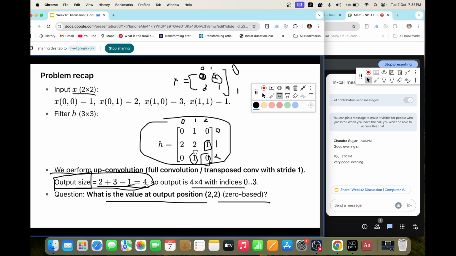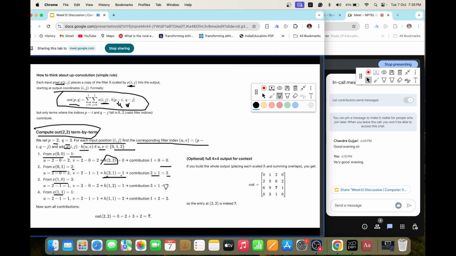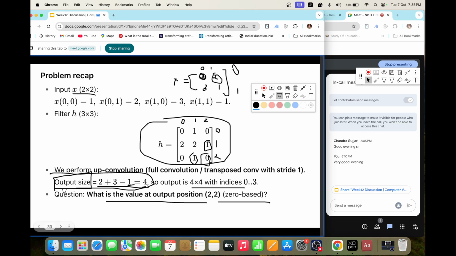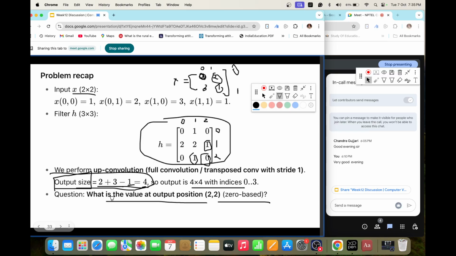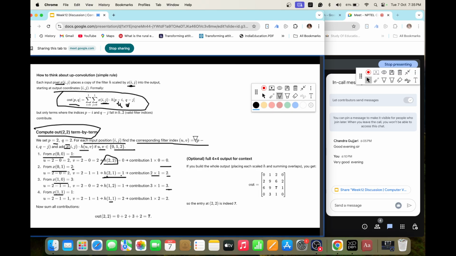Okay, so 1 into 3 is nothing but 3. Similarly x1 comma 1, again very easy. x1 comma 1 is 1, and then you have to do for h1 comma 1 also. That is very easy, h1 comma 1 is nothing but this 2. So 2 into 1, that is 2.